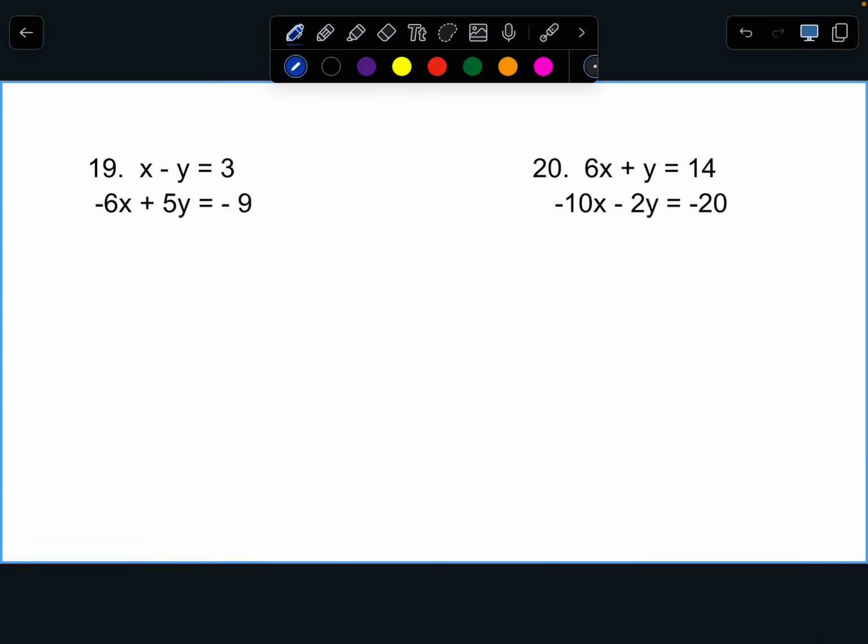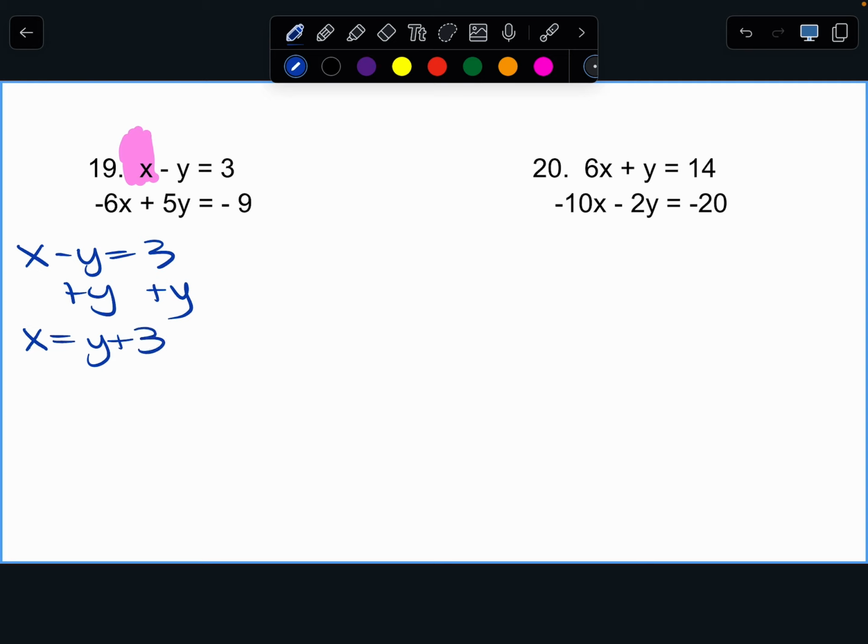Okay, so this one, we don't have anything by itself. Now, personally, I would pick to solve for this x right here. Why? Because it has a coefficient of 1. Could you do the y instead? Yes, but just remember you have to divide by a negative 1. So I'm going to do x minus y equals 3. I'm going to add y to both sides and get x equals y plus 3.